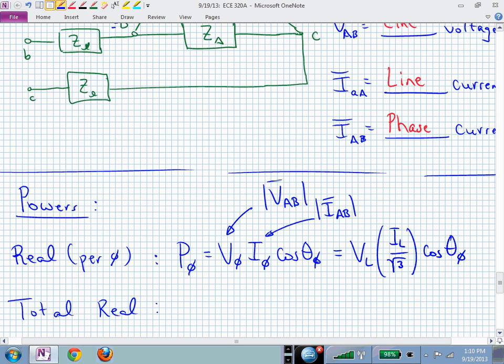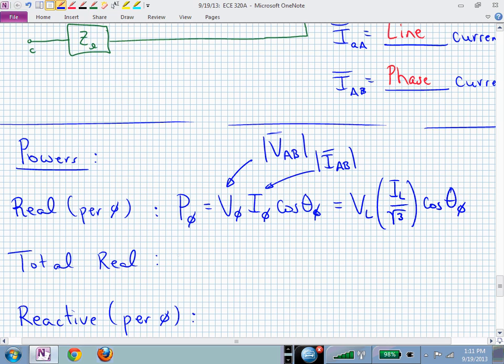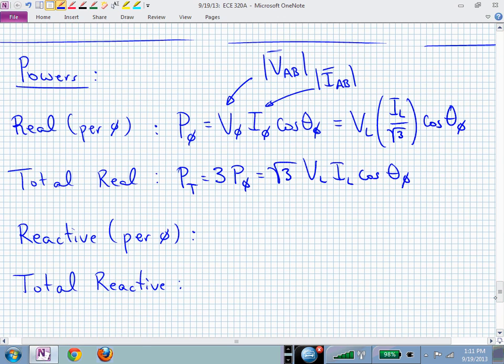And now that square root of 3 factor comes because of the line current and phase current distinction in this configuration. But if you just knew the line current and the line voltage, and the angle of the impedance, you could compute the per phase, not knowing what the configuration was. So that now the total real power is this square root of 3 V line I line cosine of theta sub phi. And now we can just complete this process.